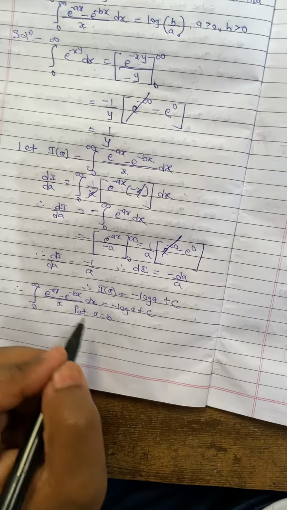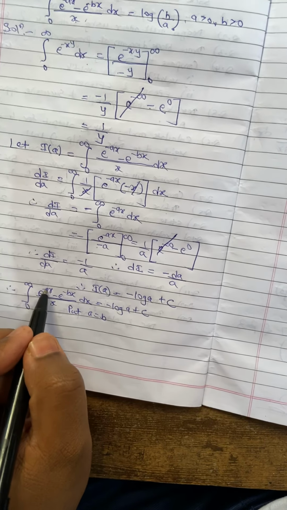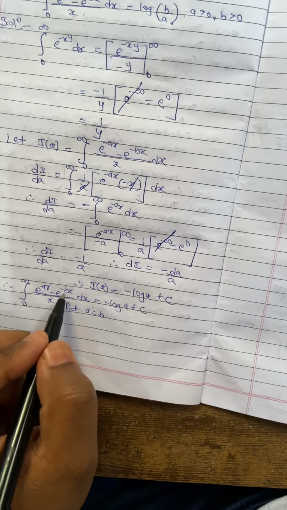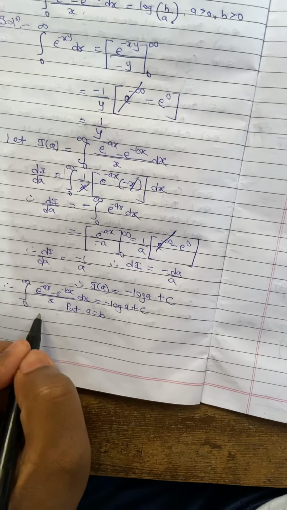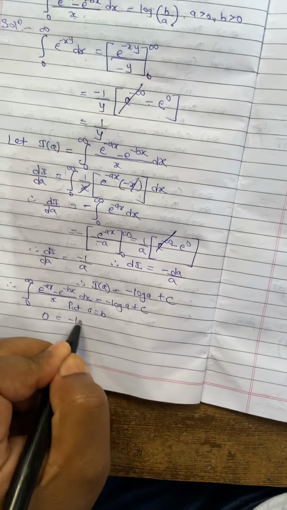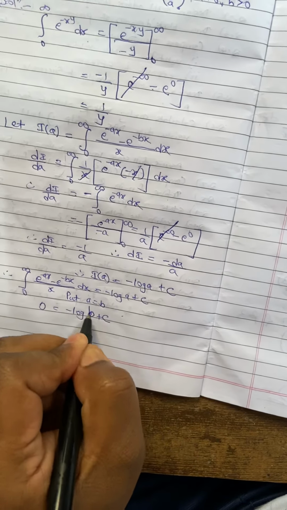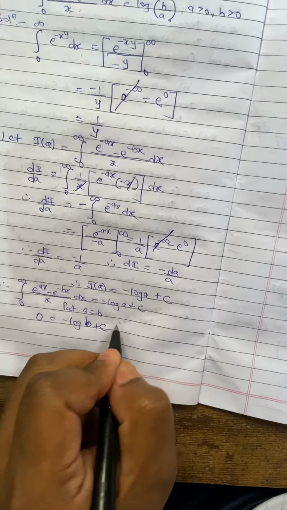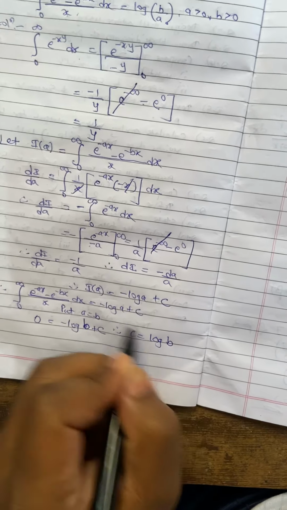So if we put a equal to b here, we'll get e raised to minus bx minus e raised to minus bx, and e raised to minus bx and e raised to minus ax get cancelled. So this is 0 is equal to minus log a plus c, that is minus log b plus c, put a equal to b. So therefore what is c? C is nothing but log b.